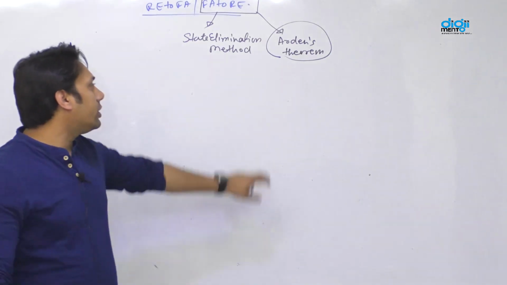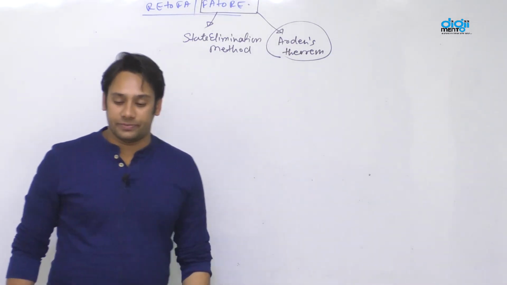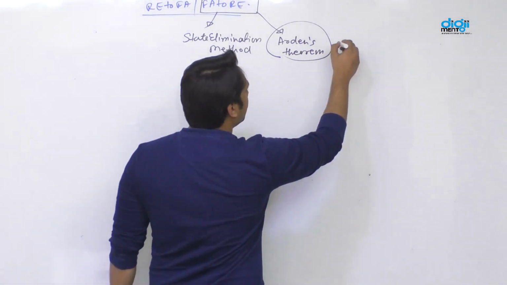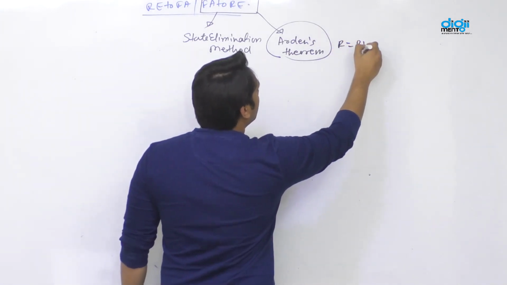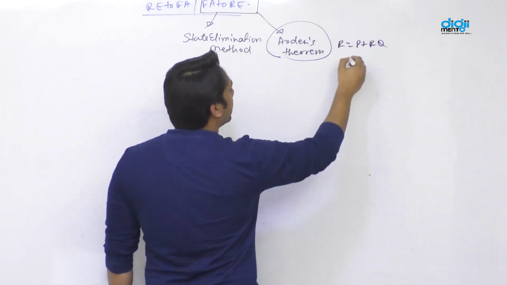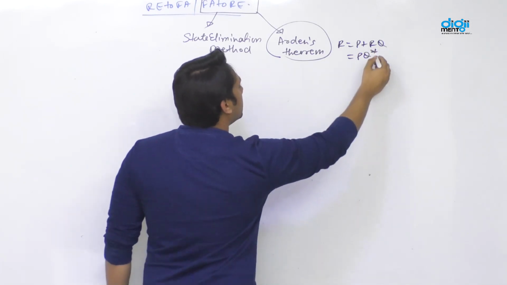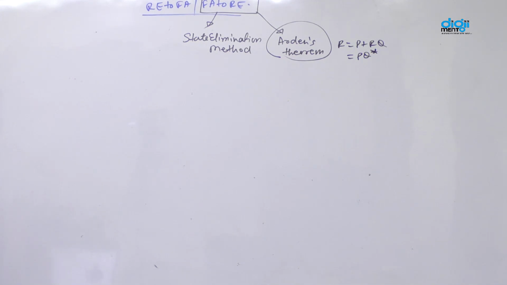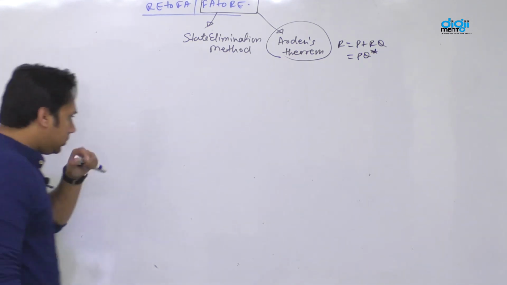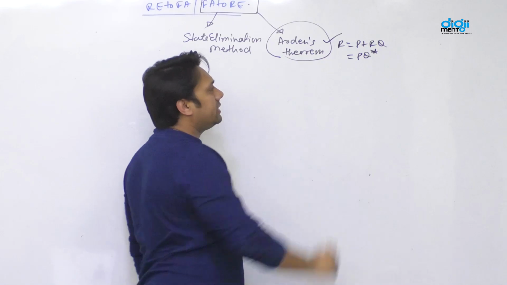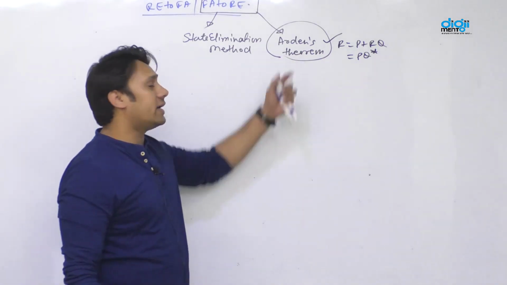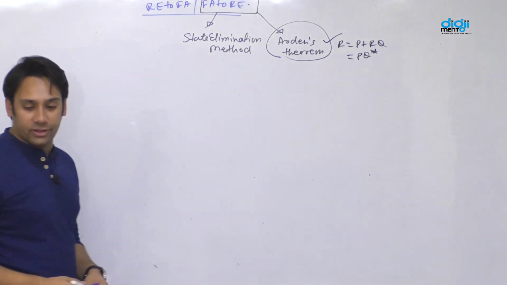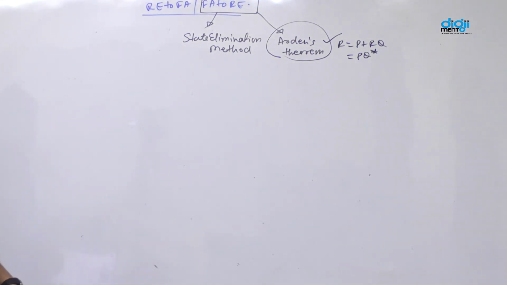Okay, so I'm going to start with Arden's theorem here. Arden's theorem, I think you already know: if we have R equal to P plus RQ, then I can write it as PQ star. This was your Arden's method, and you have already seen it in the previous session. I'm going to use this Arden's theorem to convert a finite automata to regular expressions. So if you guys are ready, we can start.